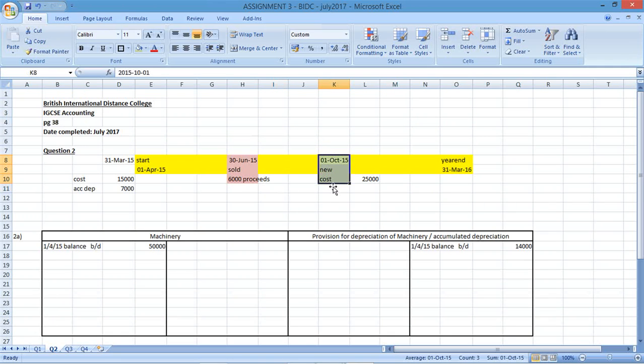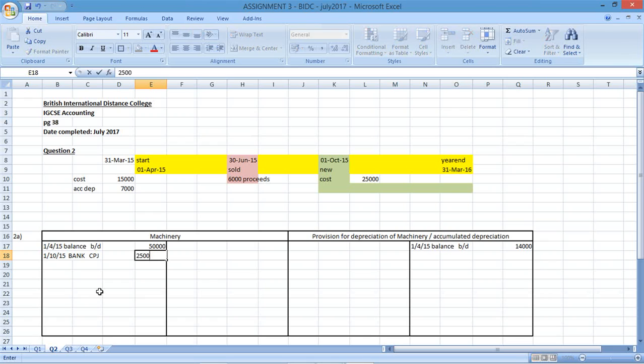Did I have this new machine for part of the year? Yes, I did. So would I depreciate that machine? Yes, I would. So if I'm looking at the new machine, obviously at some point in time you bought a new machine, so I need to show that on 1st October 2015. And they said in the question that on 1st October, Sam bought a new machine for 25 and he paid by check. So bank would have been affected, cash payments journal, and you would have recorded an amount of 25,000 here for the machine that was bought. It's going to increase the assets, that's going to go on the debit side.